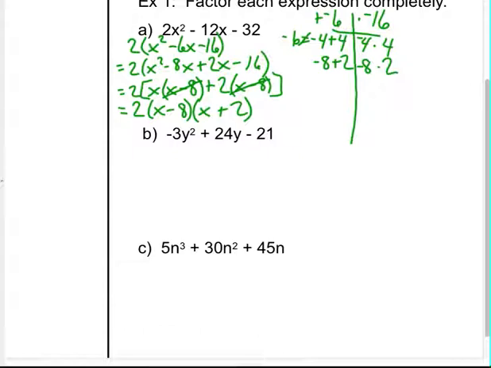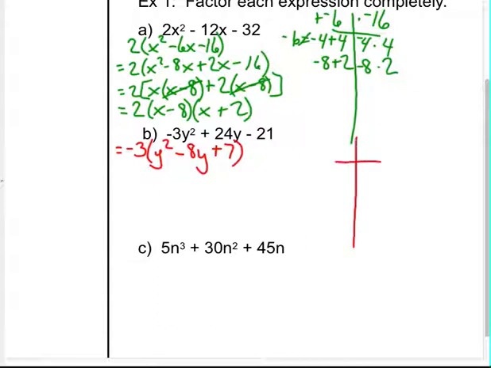My next set, I notice that I have a negative in front of my y squared, and I really want that to be positive, otherwise it makes it very challenging to factor. So the first thing I'm going to do is factor out that negative 3, leaving me with a y squared. Dividing positive 24 by negative 3 gives me a negative 8y, and negative 21 divided by negative 3 gives me a positive 7. So when you're factoring out a negative, make sure you keep track of your signs.